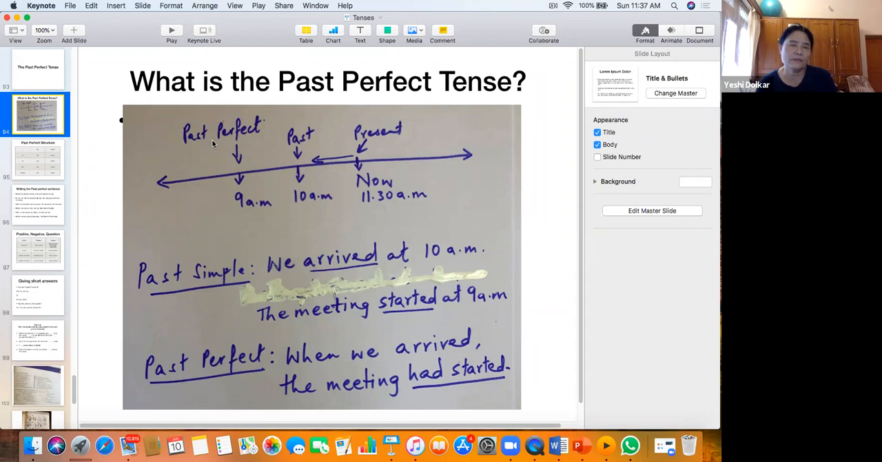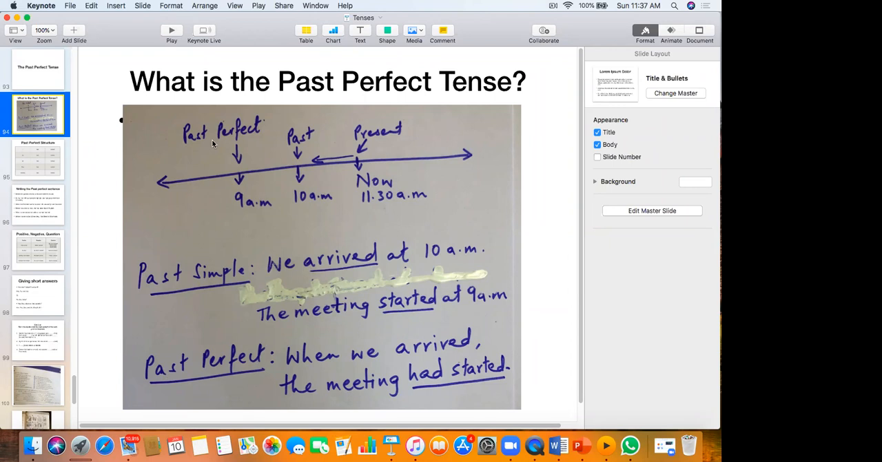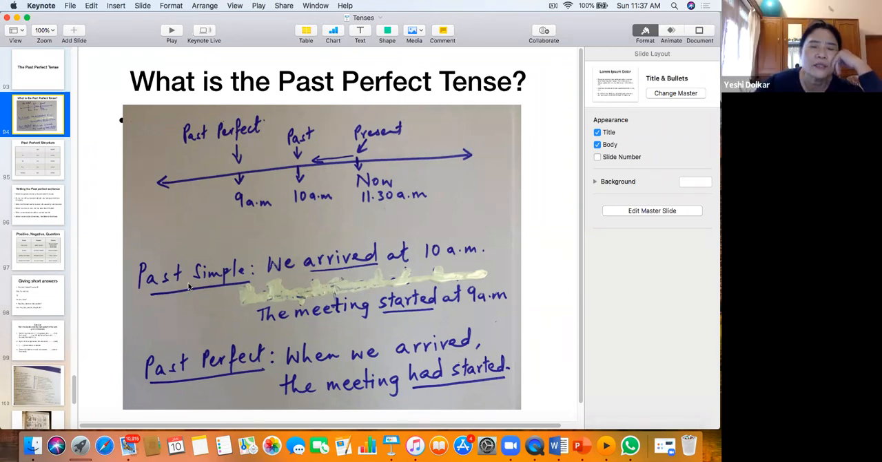Okay? Understood? Okay, now here's an example. Now, these two sentences are written in the past simple.